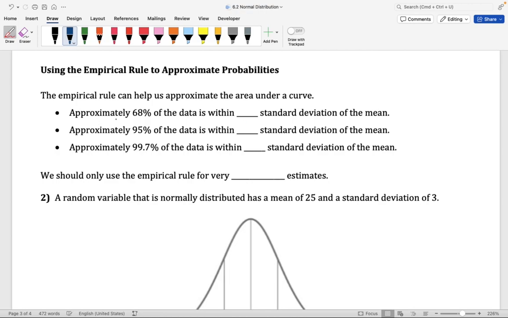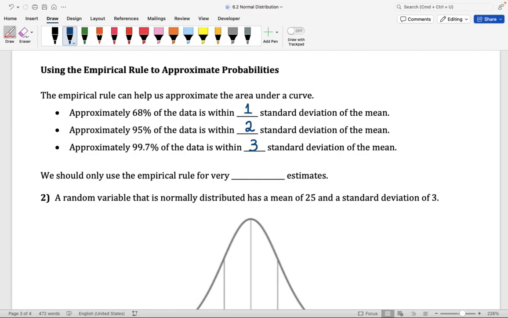the following. Approximately 68% of the data is within one standard deviation of the mean. Approximately 95% of the data is within two standard deviations away from the mean. And finally, approximately 99.7% of the data is within three standard deviations. I'm going to show you how that looks using the curve we have below.